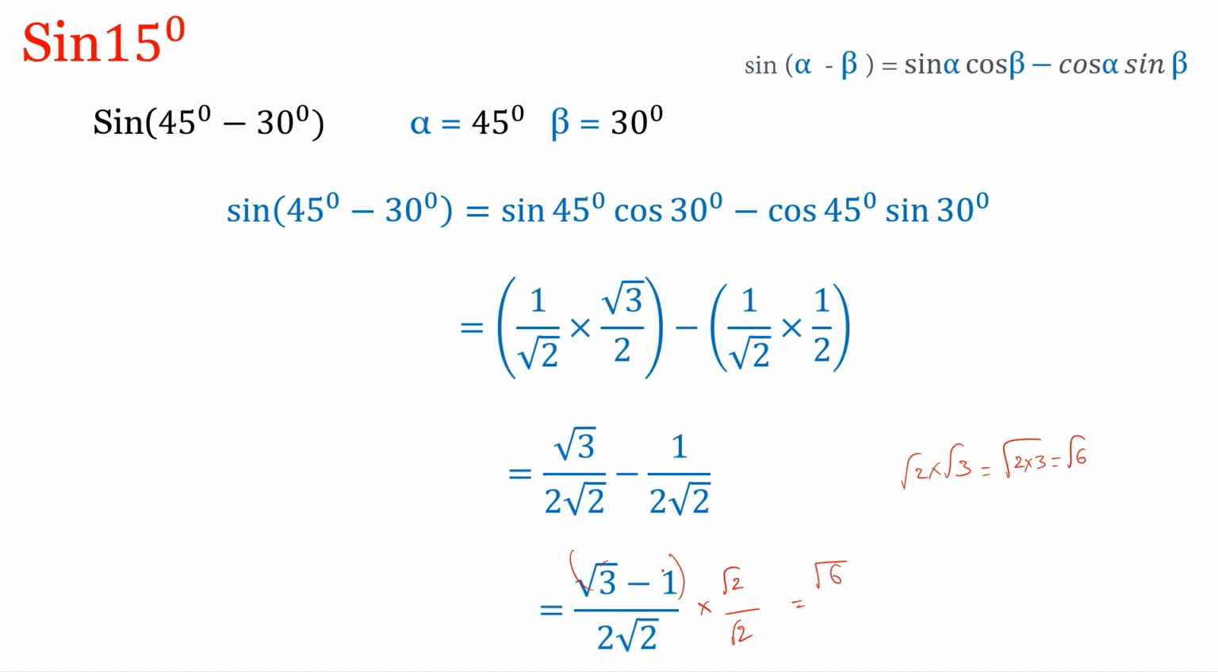And for the second term, minus 1 into root 2 is minus root 2, upon 2 root 2 into root 2. Root 2 into root 2 is 2. So we will have 2 into 2. This gives root 6 minus root 2 upon 4. So either we can use root 3 minus 1 upon 2 root 2 or root 6 minus root 2 upon 4 for sine 15.